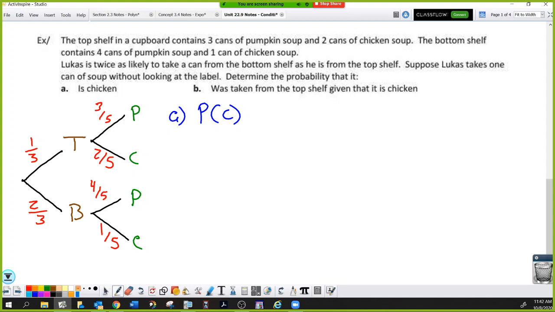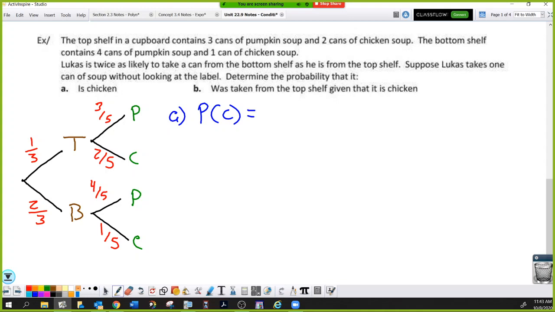It's okay. Okay, probability of chicken. Your job is to look at all the branches that end in chicken. I see 2 branches that end in chicken. That means it could have happened one way or the other. And anytime you're forced to say or, you add. It's impossible that you pulled that chicken from 2 different shelves, so there is no overlap. We don't have to worry about subtracting the overlap. They are disjoint. There is no zone that is both top shelf and bottom shelf. So all we have to do is add the 2 probabilities of chicken together.